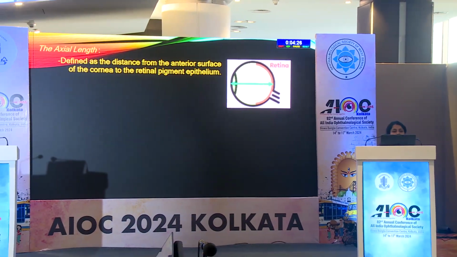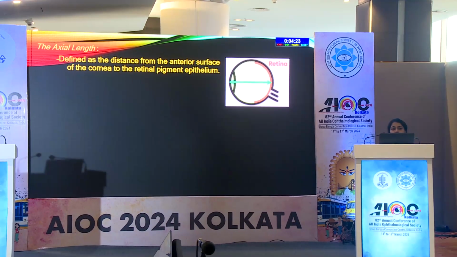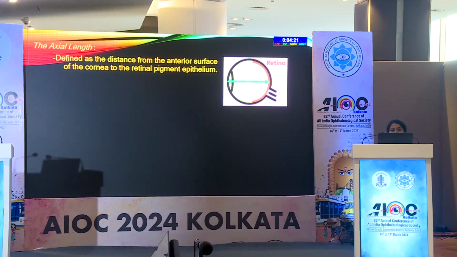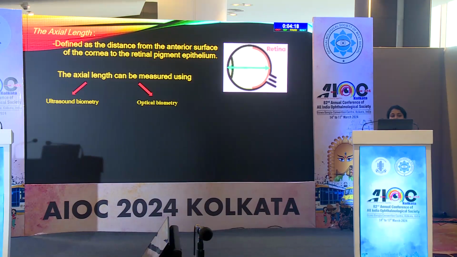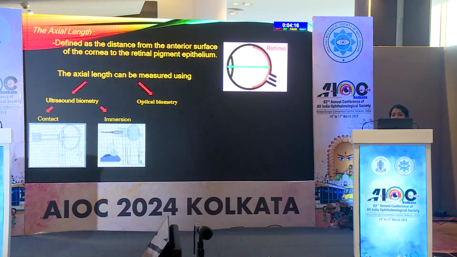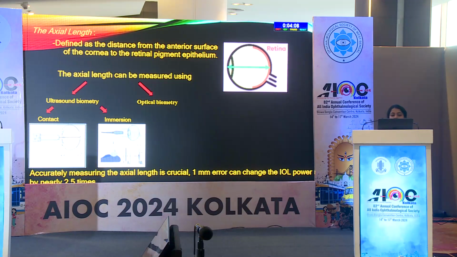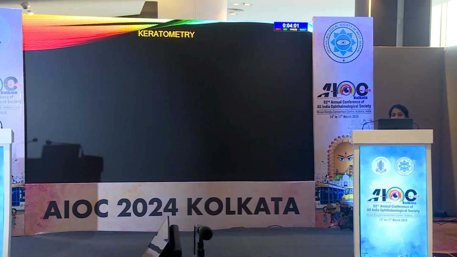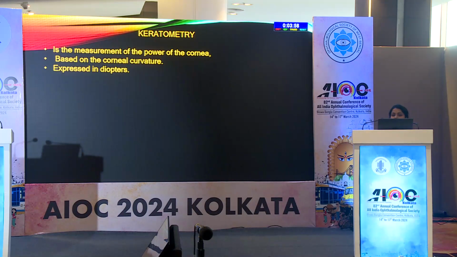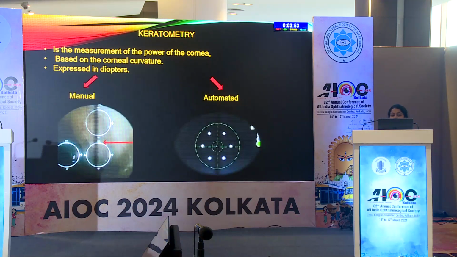The axial length is defined as the distance from the anterior surface of the cornea to the retinal pigment epithelium and can be measured using ultrasound biometry or optical biometry. Ultrasound biometry can be further divided into contact or immersion type. Accurately measuring the axial length is very crucial because a 1 mm error can change the IOL power by nearly 2.5 times. Keratometry is the measurement of the power of the cornea, which is based on the corneal curvature and is expressed in diopters. It can be measured via manual or automated methods.